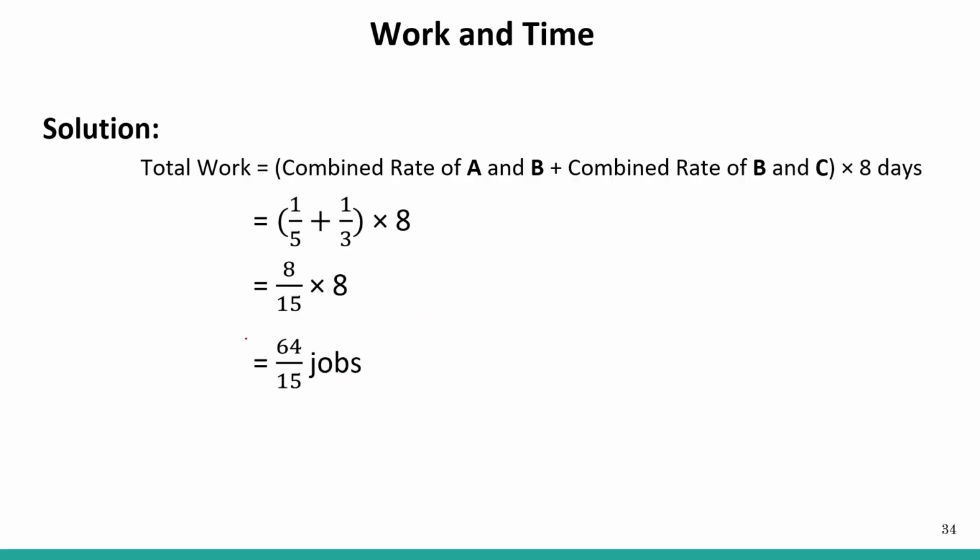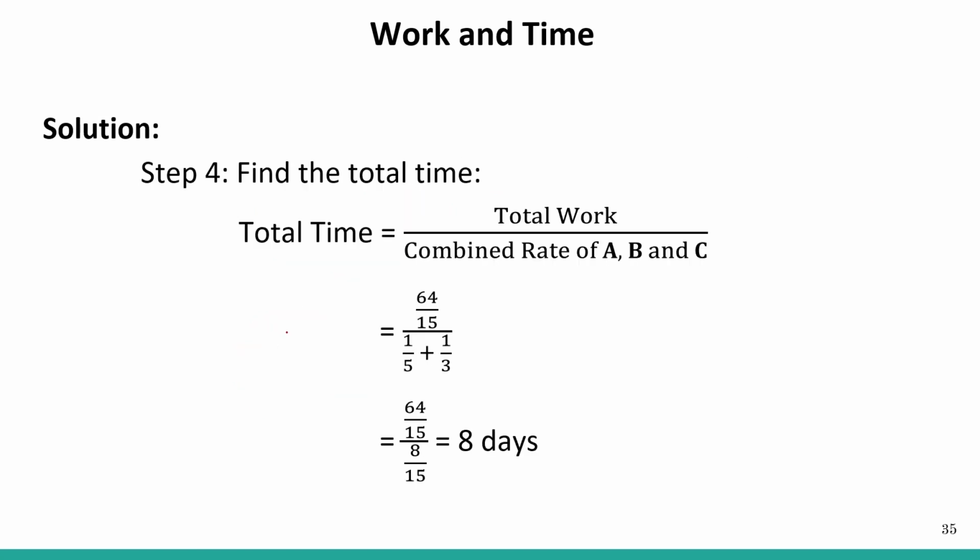Total work is equal to combined rate of A and B plus combined rate of B and C, right? Into 8 days. So 1 by 5 plus 1 by 3 into 8. Because in 1 day they finish this much, they finish this much. So 8 by 15 into 8 is equal to what? 64 by 15 jobs.